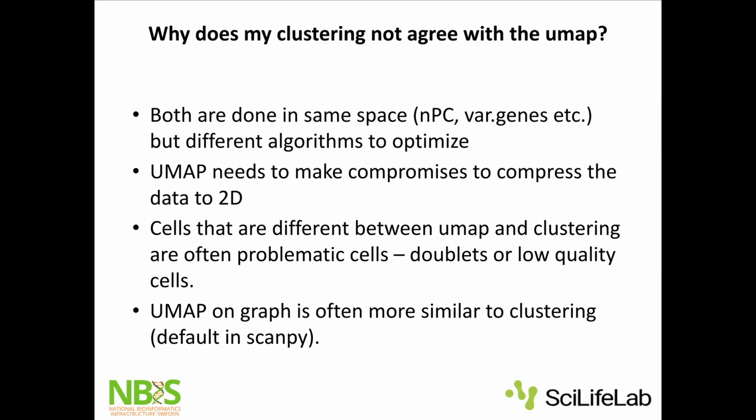And actually, if we build the UMAP on the same graph as the clustering, then they often agree more, the clustering and the UMAP, but that's also in a way cheating. I think it's a very good thing to look at these cells that differ between UMAP and clustering, because you can often see that these are problematic cells. Doublets tend to shift between, like maybe they're in one cluster, but in the UMAP they're together with the other cell type. So that could be an indication of a doublet, or just low quality cells really jumping between places in the UMAP versus clustering.